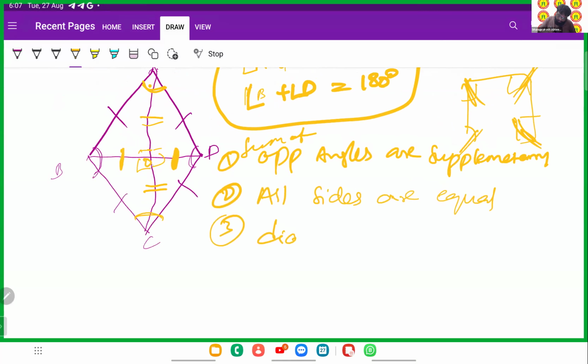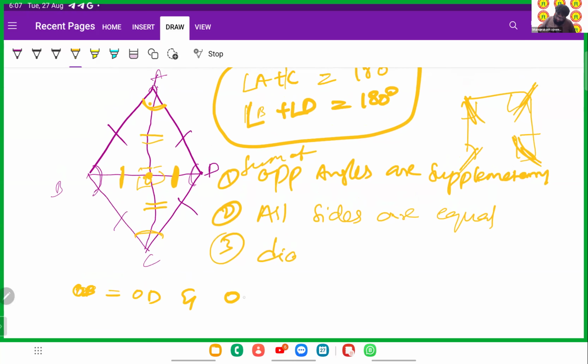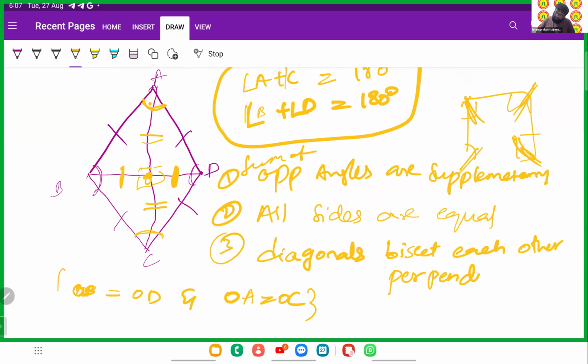So suppose the intersection point of the two diagonals is O, OB is equal to OD and OA is equal to OC. So this is called bisecting. In terms of length, I'm talking. So diagonals bisect each other perpendicularly. So these all are qualities.